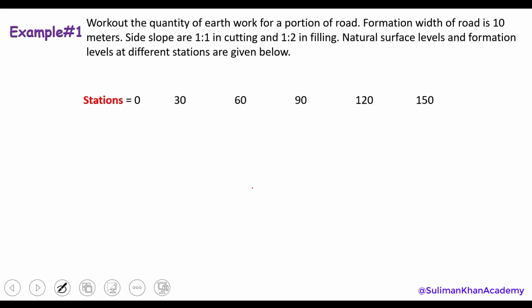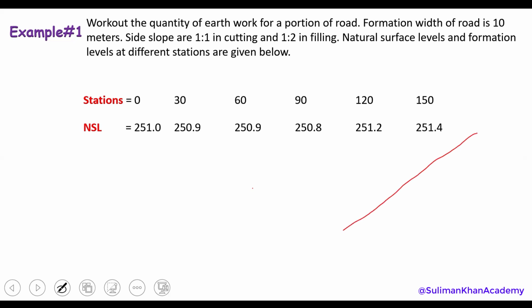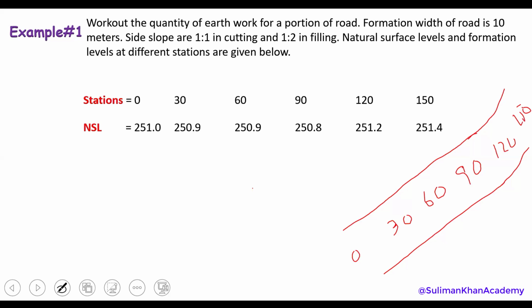Okay, it's working now. So we have stations such as 0, 30, 60, 90, 120 and 150, and then NSLs. These NSLs must be provided by the surveyor. At each station, let's say this is maybe the road portion, and the road has just started from 0, then we have 30, then we have 60, 90, 120, and let's say there is curvature, no problem, and then we have 150. So the NSL at 0 station is just determined, at 30, at 60, at each station, and they are just noted over here.